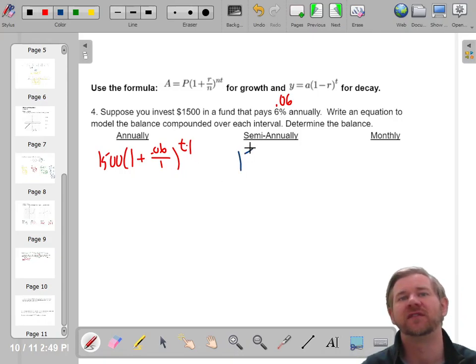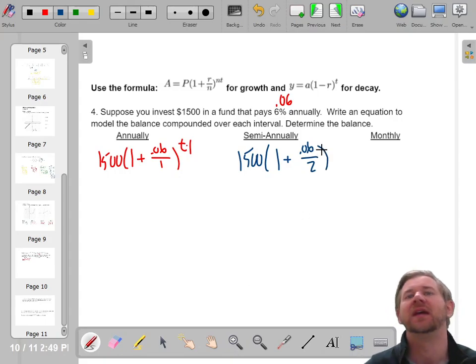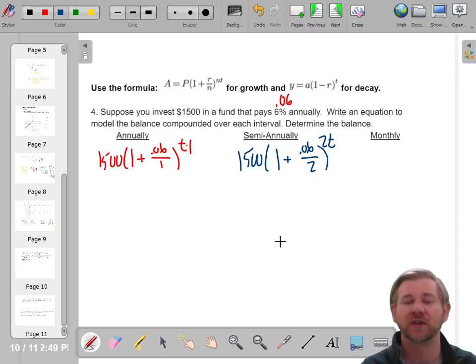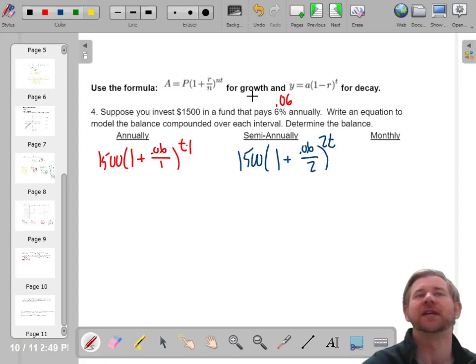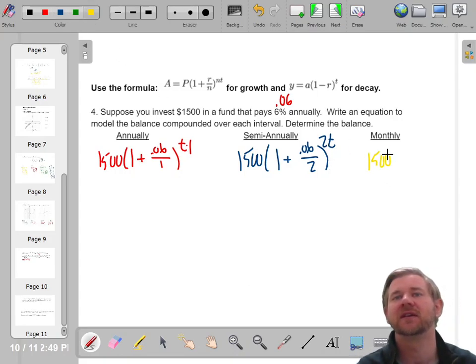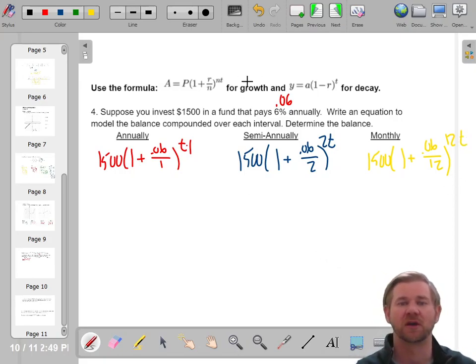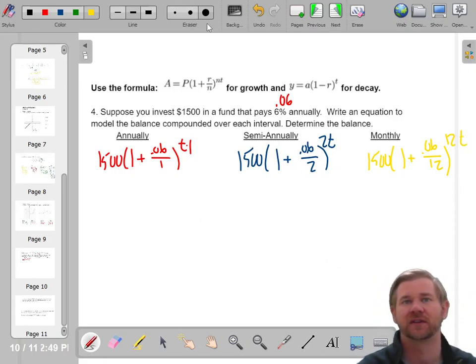Semi-annually, I would do 1,500, 1 plus 0.06 over 2, but each year you have to double because you do it twice a year. So if you did it for 10 years, 2 times 10 is 20. You do it twice a year for 10 years. And then monthly, we would say 1,500, 1 plus 0.06 again, but there are 12 months in a year, and you would say 12 times however many years you would actually model it for. I didn't give you the amount of years, so you can't actually figure out the balance.